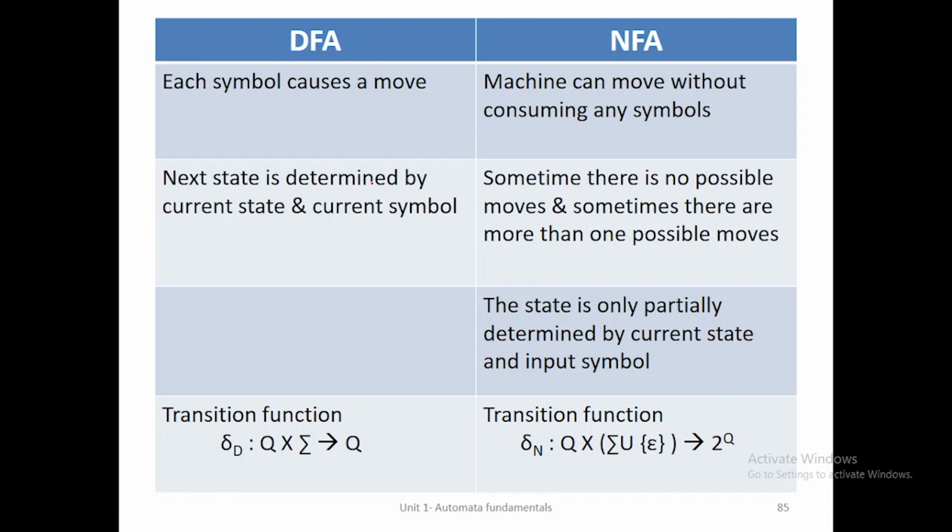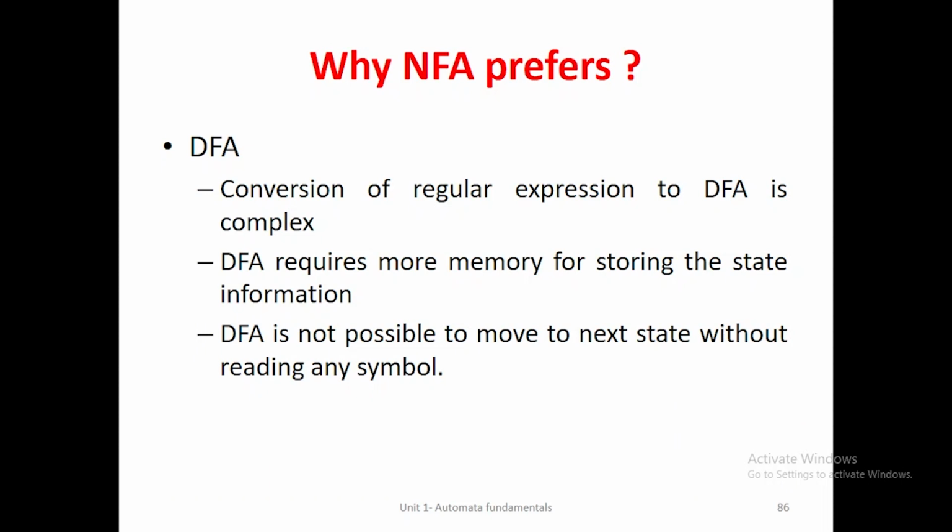So now you are aware of the difference between those two. In a DFA, each symbol causes only one move. In an NFA there may be the possibility of more than one move. In a transition flow of a DFA, only one output state is there. Here there may be the possibility of 2 power Q states. That means if the number of states is 2, the possible output sets may be 2 power 2, that is 4. For example, for Q0, 0, if only Q0 and Q1 states are available, you can write it as 4 possible values. Like that, the difference between DFA and NFA is discussed.